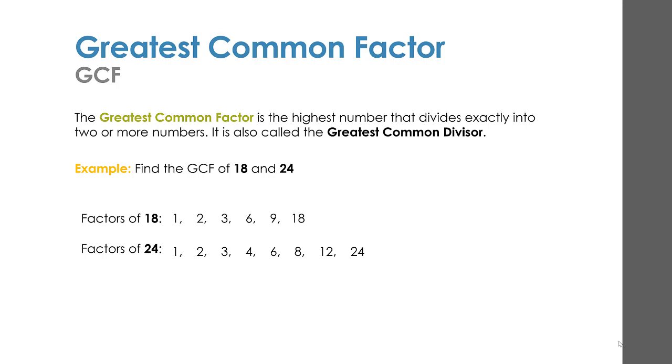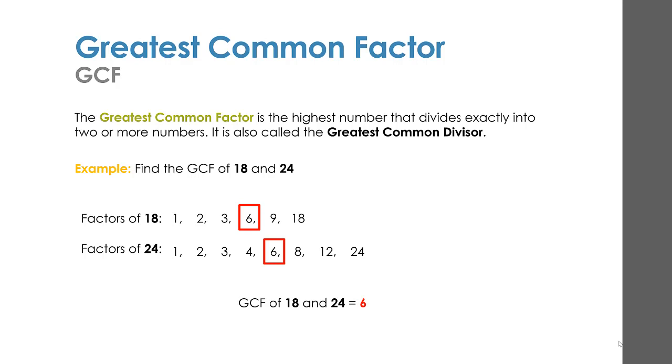Now we have to check the lists of both numbers, all of their factors. First we see that both of them have numbers in common, but we're interested in the greatest common factor, so the largest number that they have in common. In this case, it's number 6. The greatest common factor of 18 and 24 is 6.